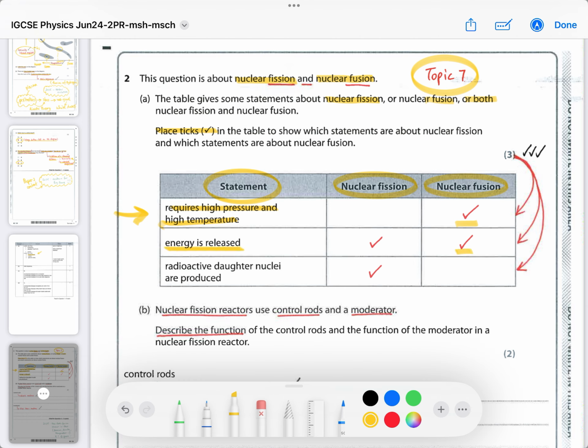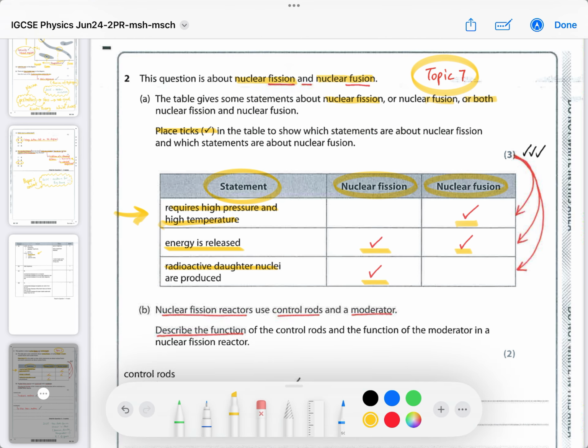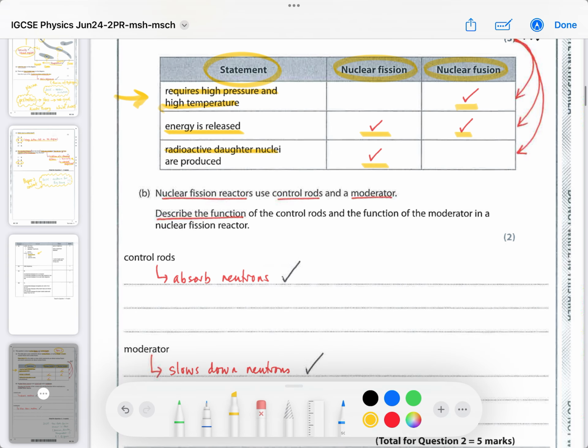So we know that nuclear fusion releases energy, but so does nuclear fission. Okay? So both fission and fusion release energy, but only nuclear fission produces daughter nuclei. Yeah? Nuclear fusion is joining two nuclei to make a bigger nucleus. Okay? A more energy efficient one, you could say.